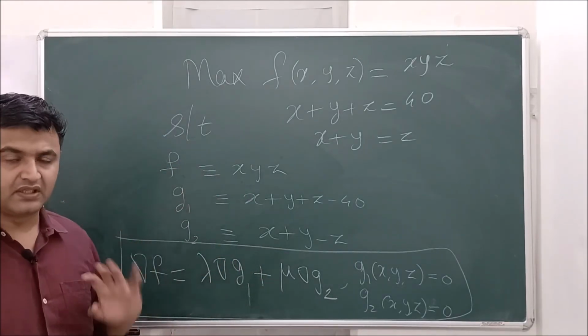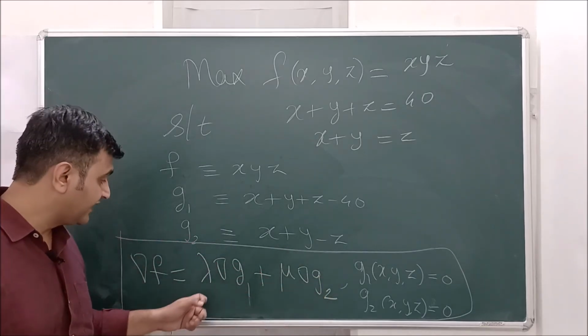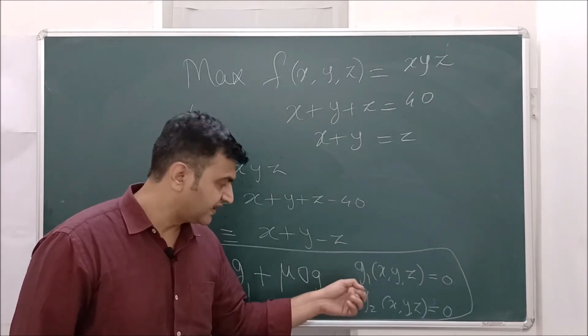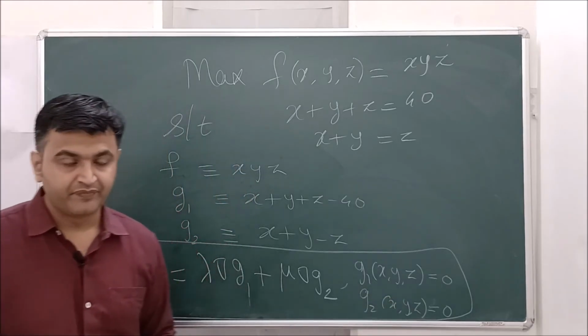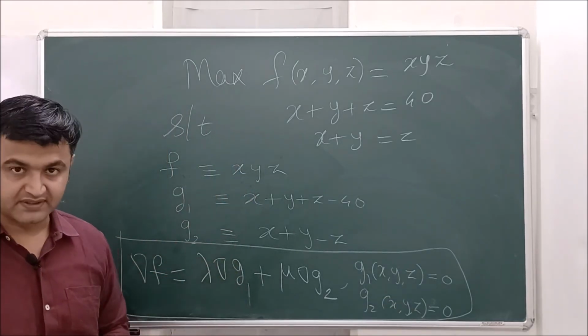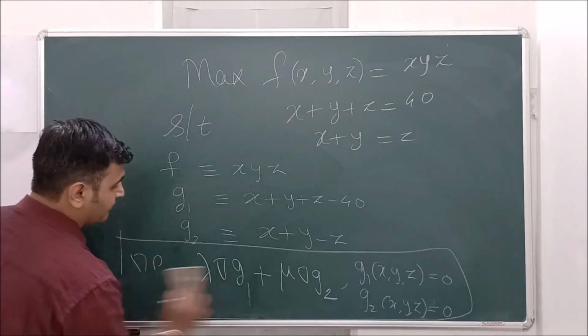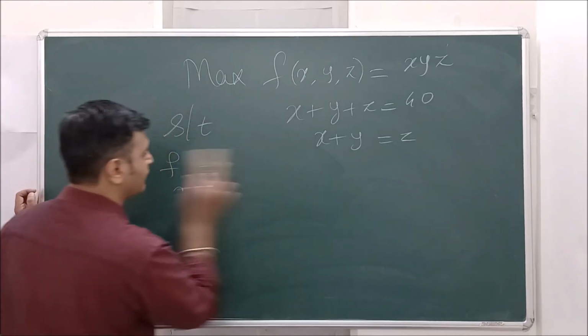The same idea which we had earlier. When you have three constraints g1, g2, g3, then grad f equals lambda grad g1 plus mu grad g2 plus, say, delta grad g3, with g1 equal to 0, g2 equal to 0, g3 equal to 0. That's how the system works. Now, using this, let us try to solve this problem. So you have f, g1, g2, and I am erasing this for now.